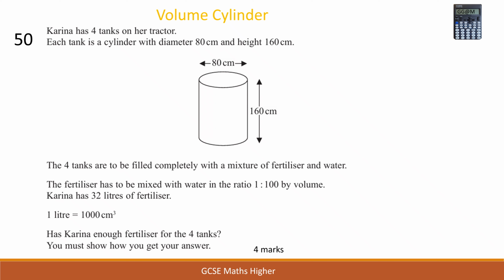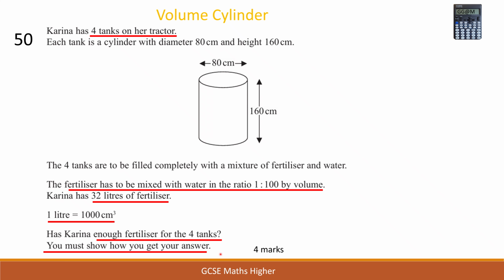Fantastic. Hopefully you've managed to come up with an answer. So keywords of this question are: we've got 4 tanks of the tractor. The information you can see in the diagram is written here in the question. And we're told that the fertilizer is mixed with water in the ratio 1 to 100 by volume. And we're told we've got 32 litres of fertilizer. 1 litre is 1,000 centimetres cubed. And we need to work if there's enough fertilizer for the tanks, and you must show your answer.